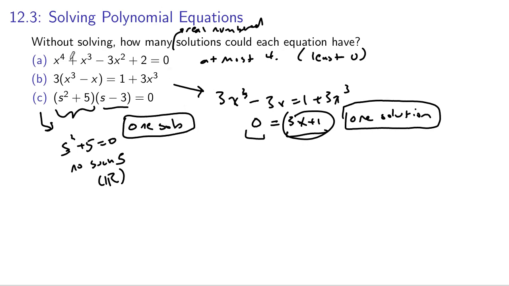So we can't just blindly find the degree. When we have more information obvious by looking at the form of the equation, we should integrate that information into our answer. So we know that there can't be more than 3, but this eliminated 2 of the possible zeros, because this can't be 0, s squared plus 5, at least not with real numbers.